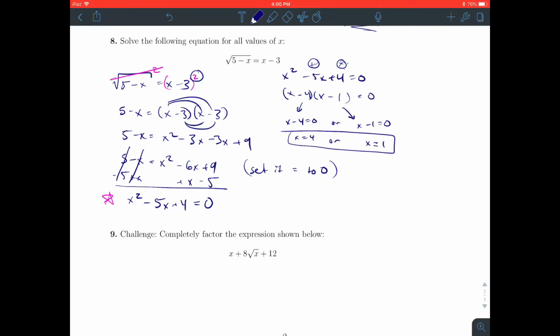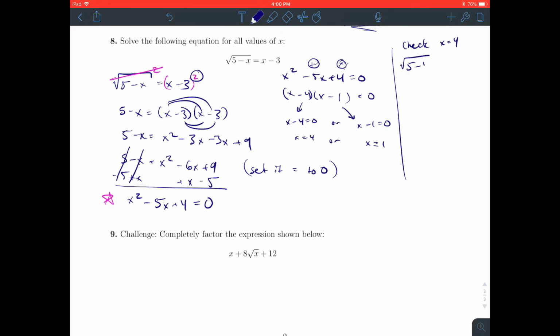I hope you don't think we're done with the problem, even though I put the box, because that's a mistake. This problem has a dangerous square root in the original problem, which means we need to check our answers. So we check them separately. So let's check x equals 4.